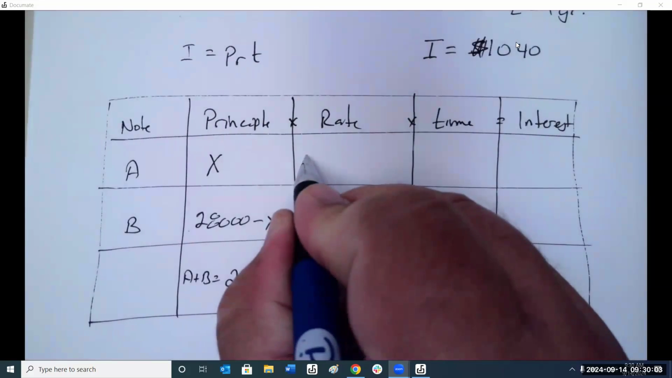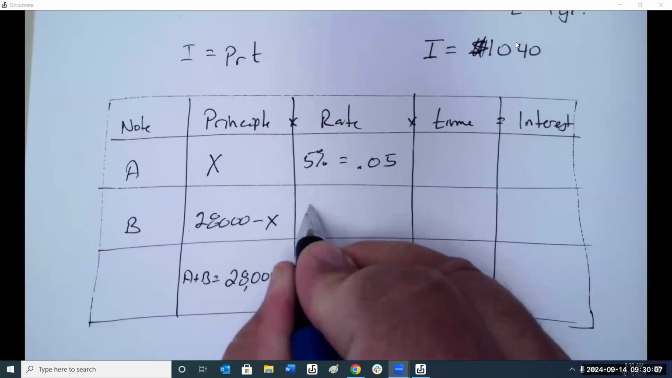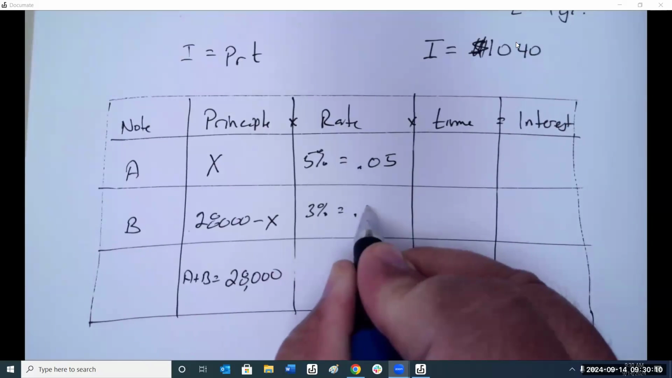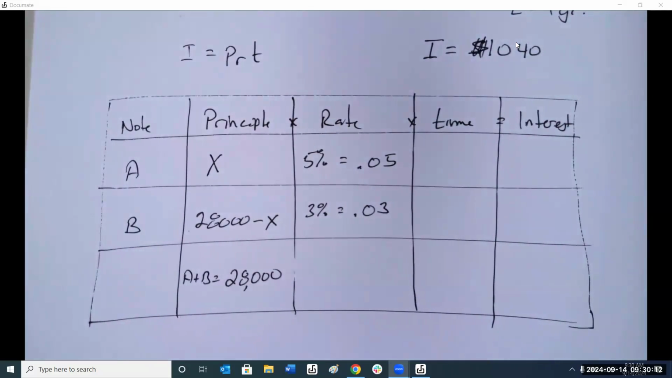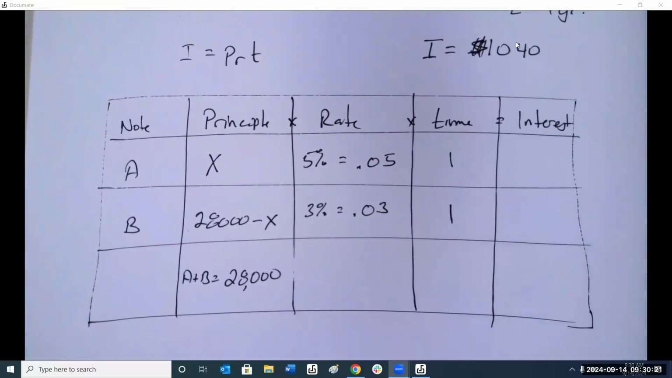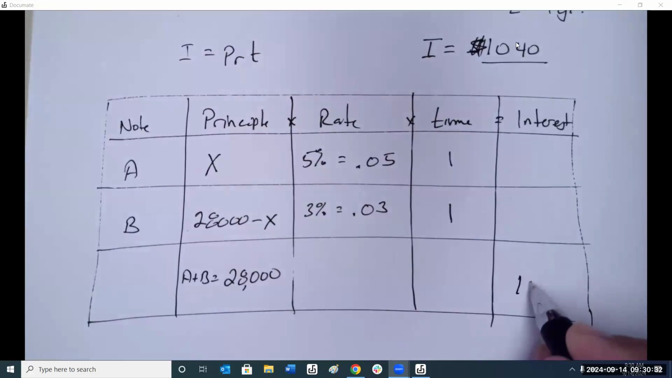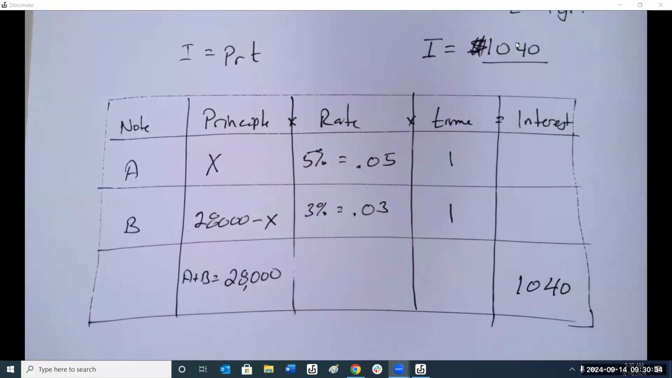We know their rates. 5% is 0.05. 3% is 0.03, which is 3 divided by 100. What about time? They both were 1 year. And the overall interest is that.